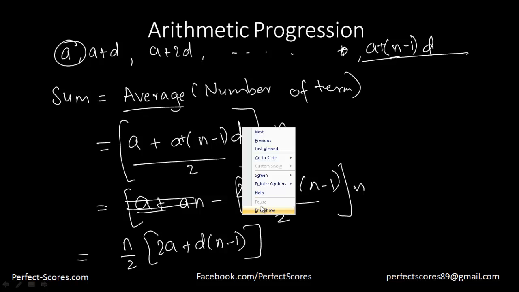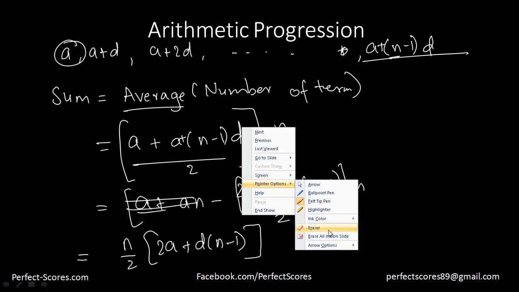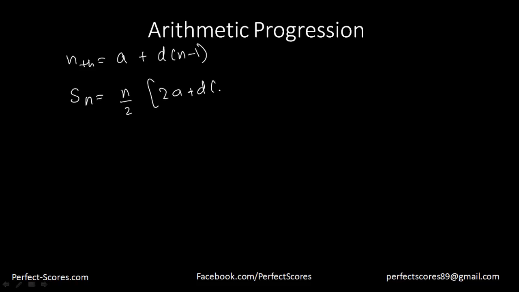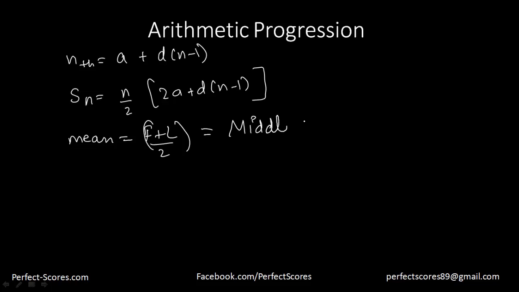Let me write down whatever we have discussed into one slide. The nth term of any arithmetic progression is given as a plus d into (n minus 1). The sum till n terms is given as n by 2 into (2a plus d into (n minus 1)). And the mean is equal to the first number plus the last number divided by 2. The mean is also equal to the middle term.